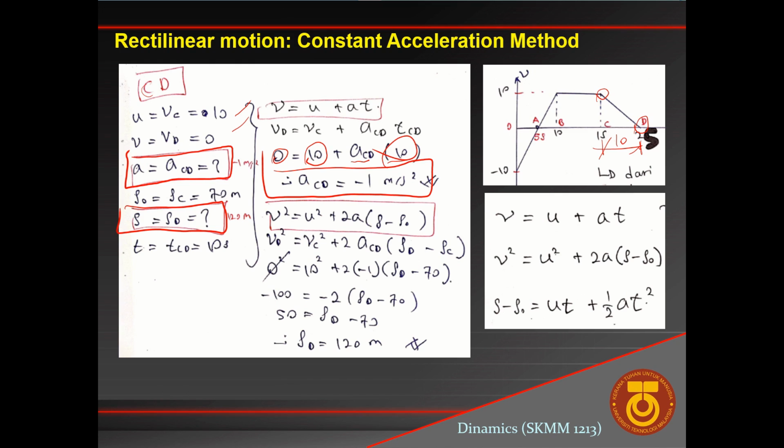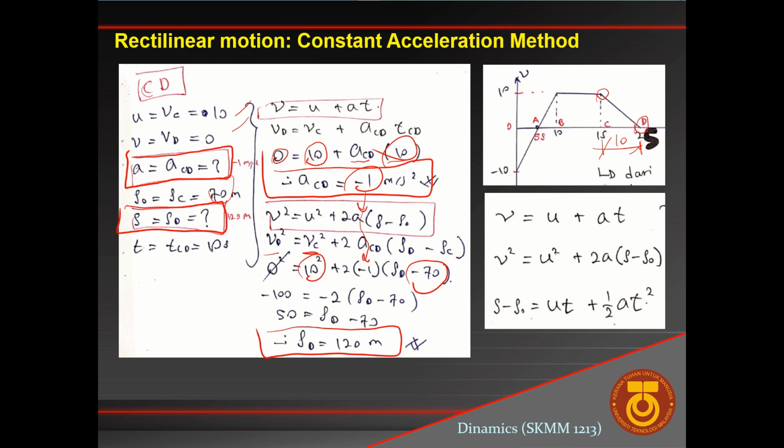Okay, so you can use A in this equation. So VD, again, we have VD equal to 0. V initial, which is VC, equal to 10. And then A already calculated, minus 1 here. SD minus SC, from previous calculation we have 70. Okay, we have 70 from previous calculation. So at the end, I have this as the answer.